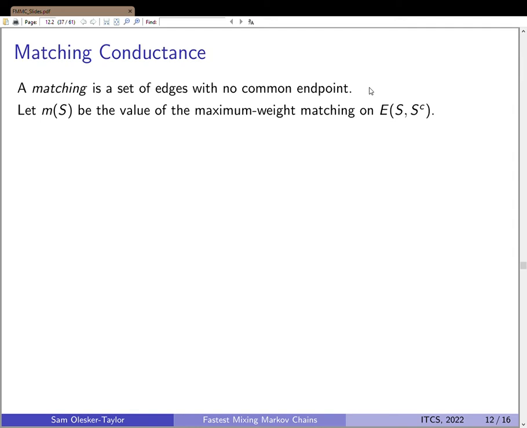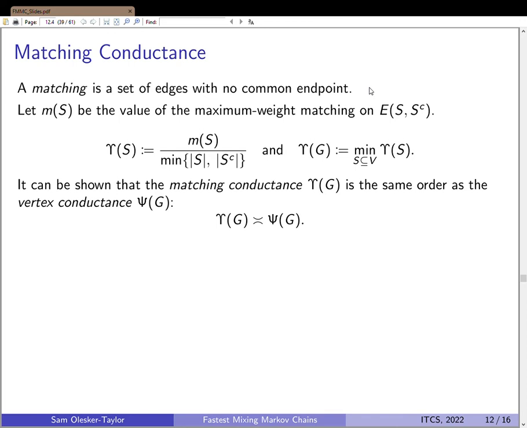Okay, and now, very similar to the definition of edge and vertex conductance, let epsilon of S be this weight divided by the smaller of the size of the set and the size of its complement, and then epsilon of G is just the minimum over all sets that aren't the empty set or the full set, so they don't have zero in the denominator. We call this the matching conductance. And you can actually check that this is of the same order as the vertex conductance with a uniform constant over the graph.